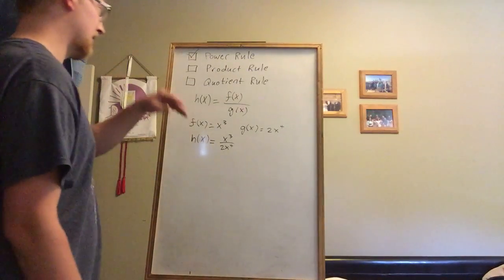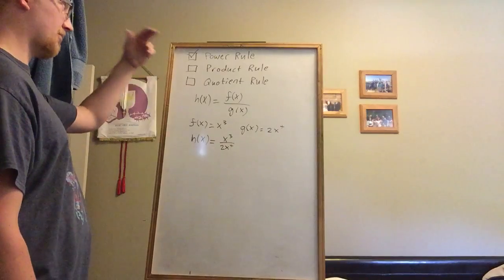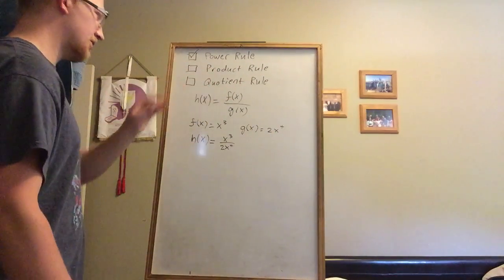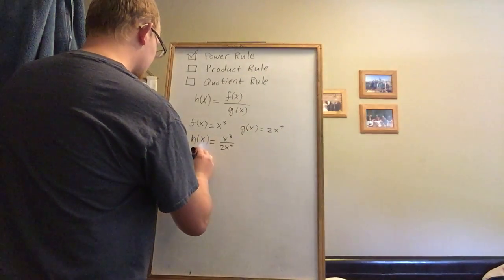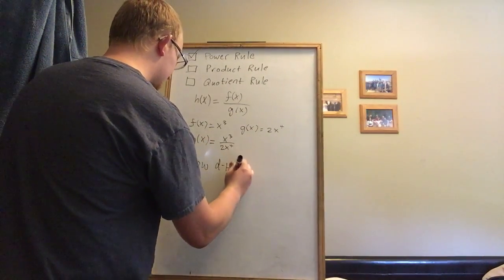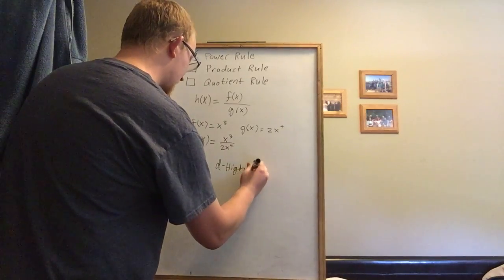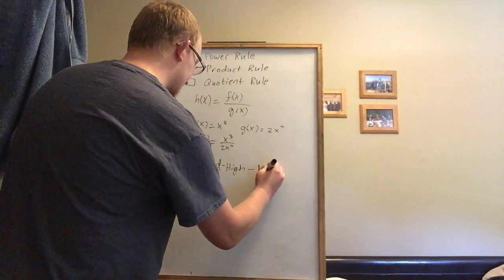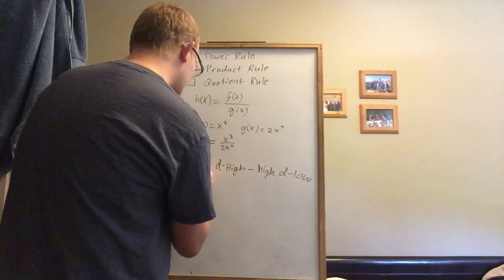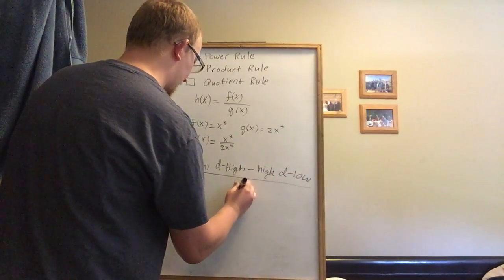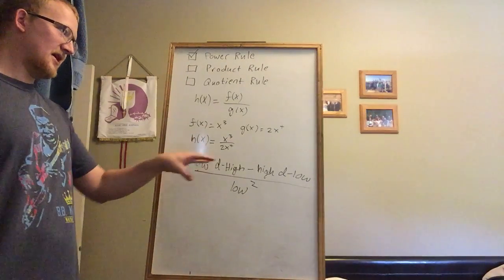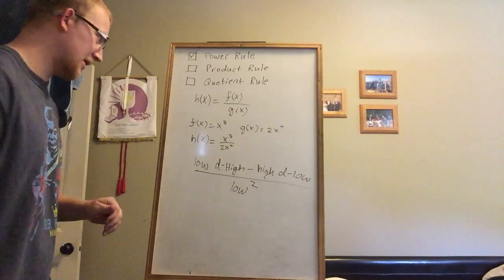So in the quotient rule, the product rule was first d second plus second d first. The quotient rule is low d high minus high d low all over low squared. And that's the saying that I use, low d high minus high d low all over low squared.